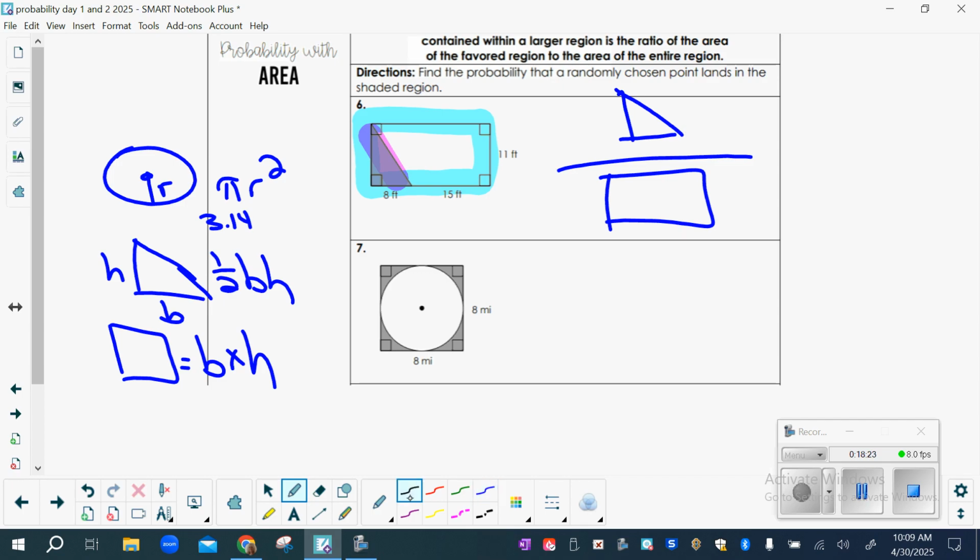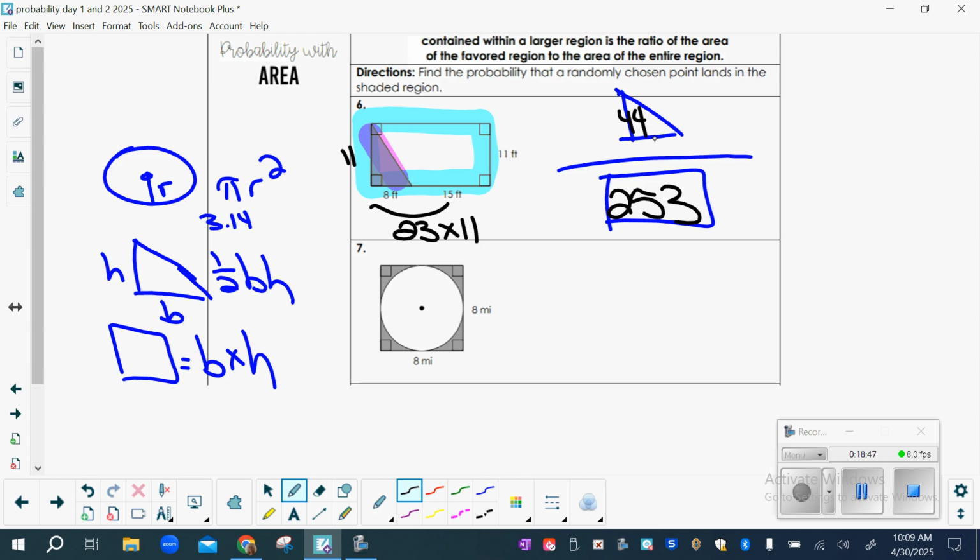We are going to just go 23 times 11. And I think you should get 253. To get the triangle up here, it's 1/2 base times height, which is 1/2 of 11 times 8, which is 88 cut in half, or 44.